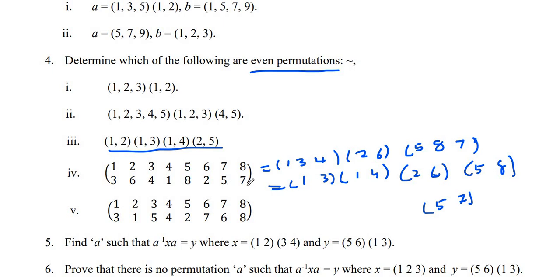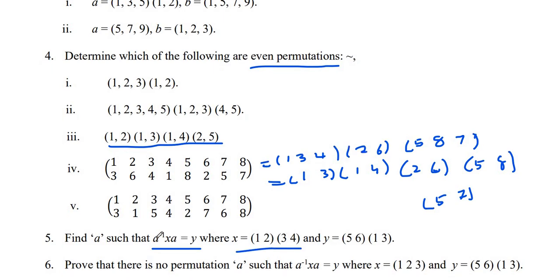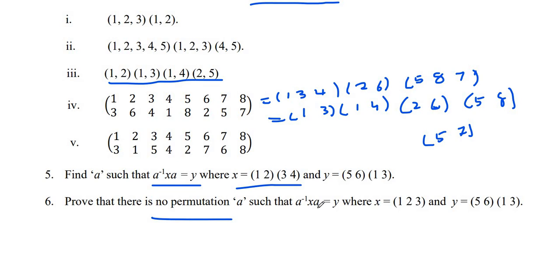And computing this: given a collection of permutations, how to determine whether each is even or not. And then find A such that, given X and Y, you have to find A, and here, no permutation such that this holds given X and Y. So all this we will see in the next video. Thank you.